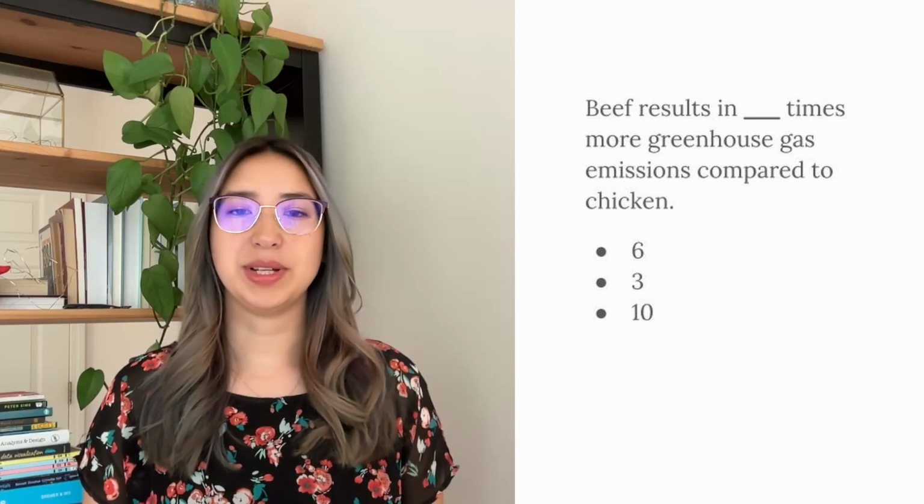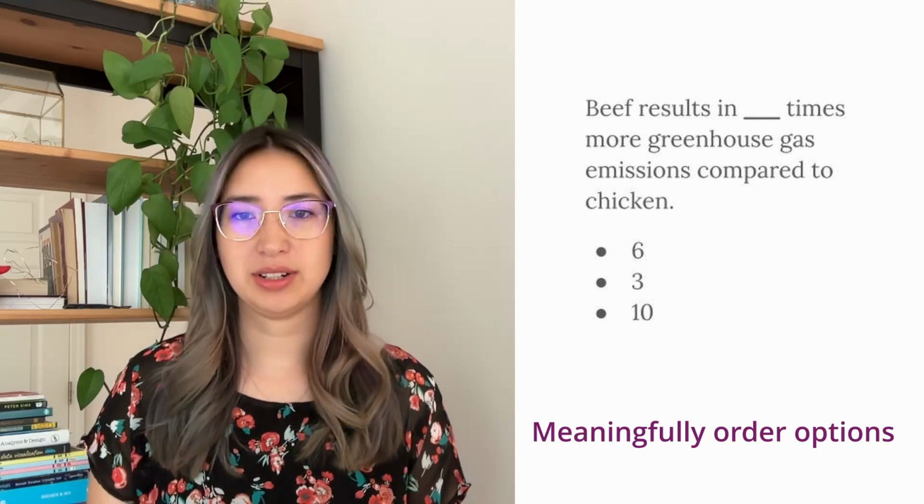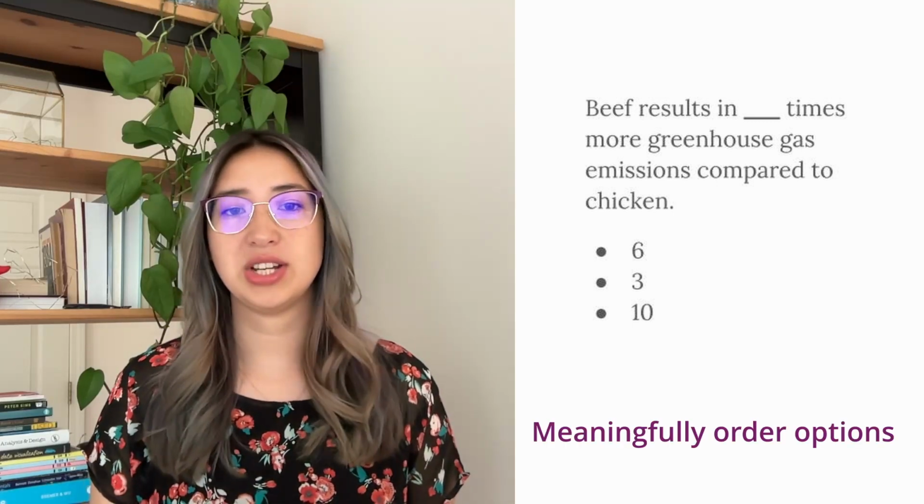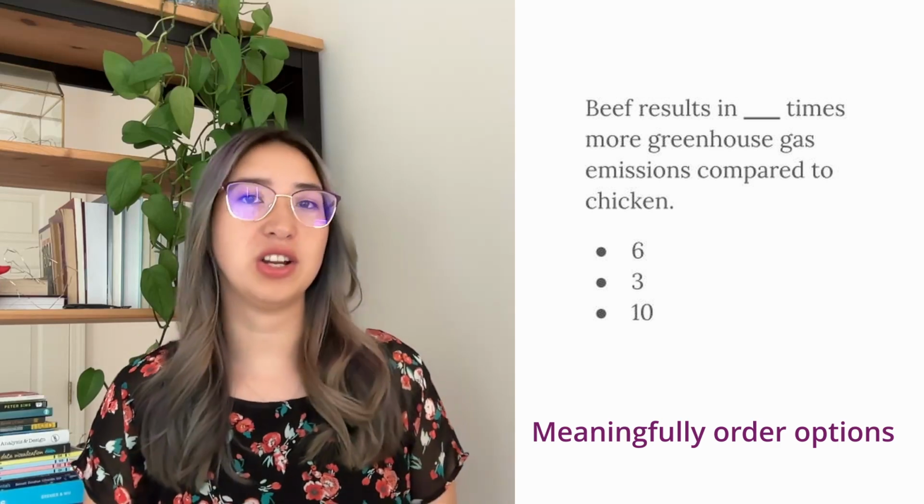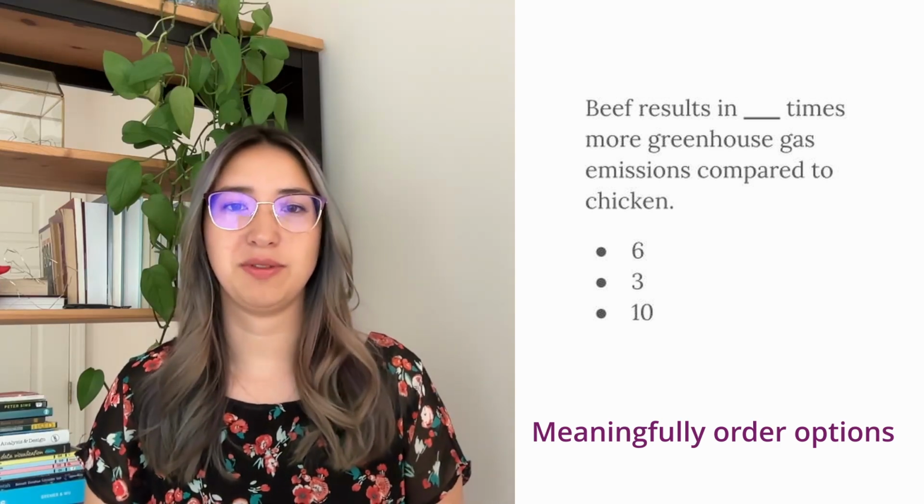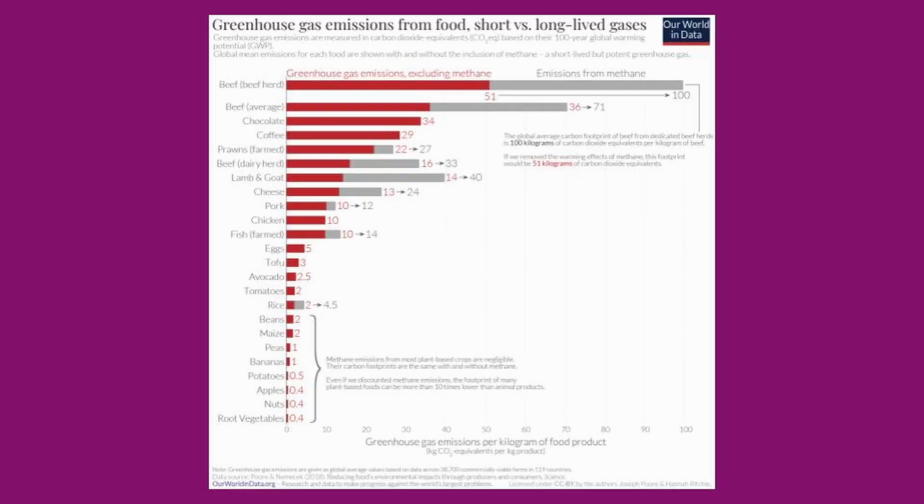And place the choices in some meaningful order, if possible, such as numerical order, chronological order, or some sort of conceptual order. By the way, if you want to learn more about the carbon footprint of meat, check out this visualization by Our World in Data, and it will be linked in the description.